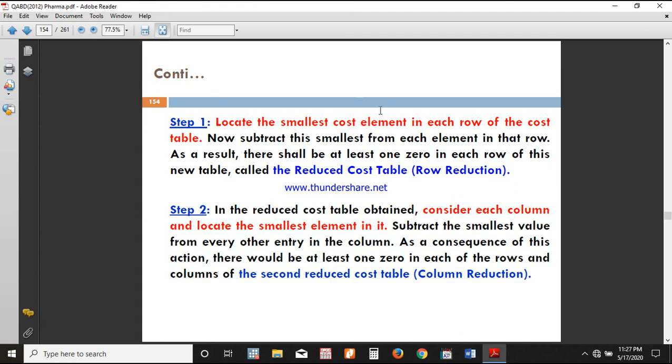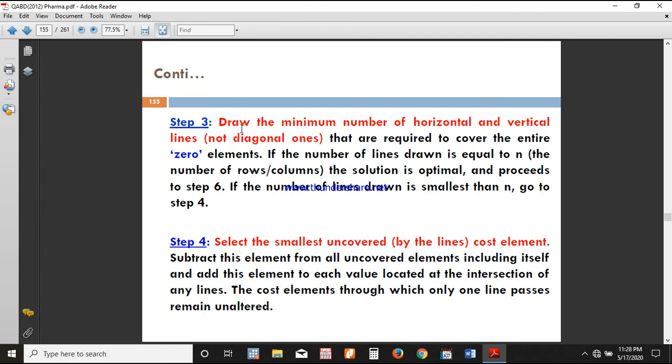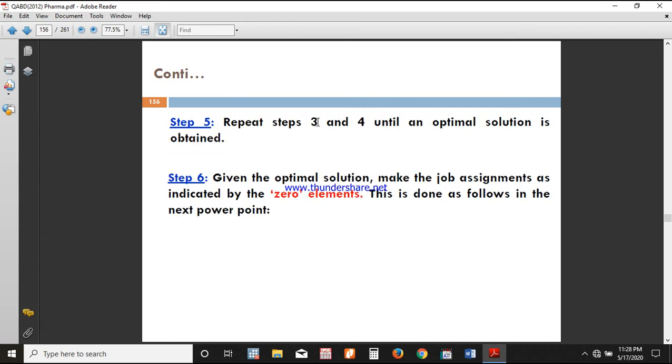The first step is to locate the smallest cost element in each row of the cost table, and you can reduce that table. In the second step, consider each column, locate the smallest element and subtract it from each element in that column, and you can find the reduced column table. Step 3, draw the minimum number of horizontal and vertical lines, not diagonal ones, that are required to cover all the 0 elements. Step 4, select the smallest cost element uncovered by the lines. Step 5, repeat steps 3 and 4 until an optimal solution is obtained.